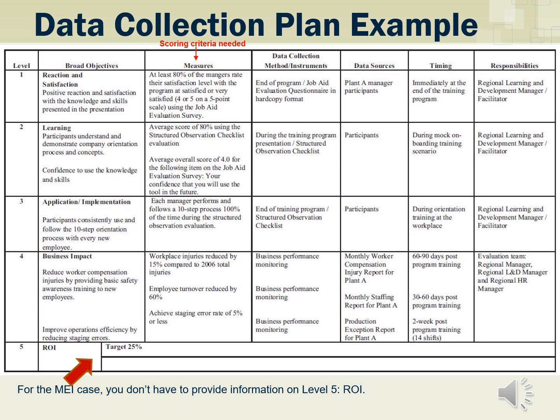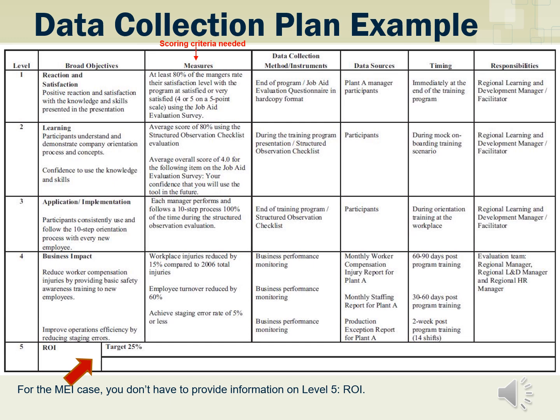Next column, timing. When do you collect data? Look at the timing for level 1: immediately at the end of the training program. On the other hand, when you look at the timing for level 4, it is 60 to 90 days post-training. Why? To measure business impact or results, it will take time.